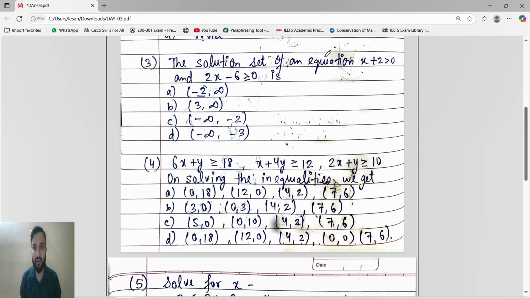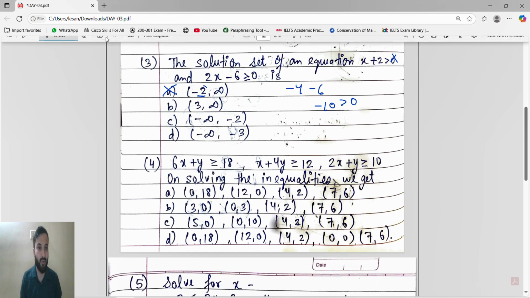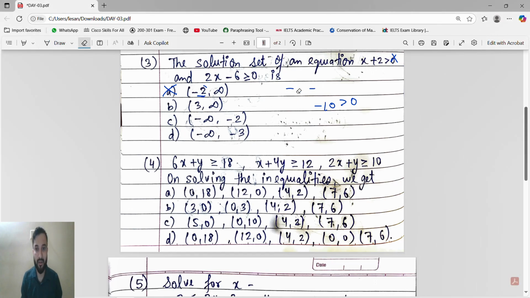They said the solution set of x plus 2 is greater than 0 and 2x minus 6 is greater than or equal to 0. First take x as -2. -2 plus 2 is 0. Is 0 greater than 0? No, 0 equals 0. It's not satisfying, so no chance. Taking -2 here also, 2 times -2 is -4, and -4 minus 6 is -10. Is -10 greater than 0? No. So option A will not satisfy.